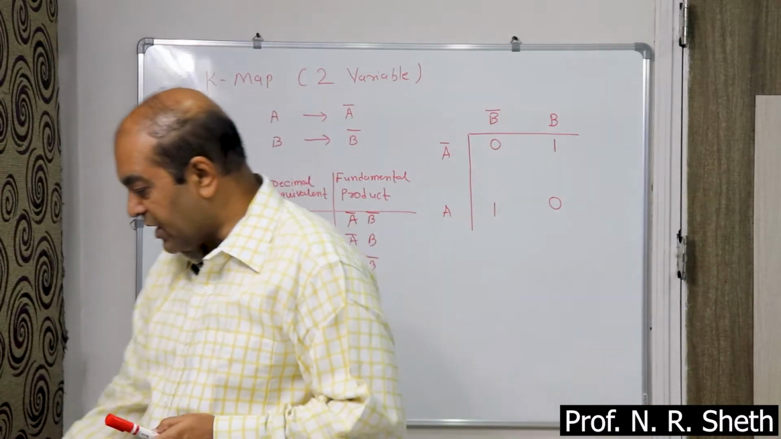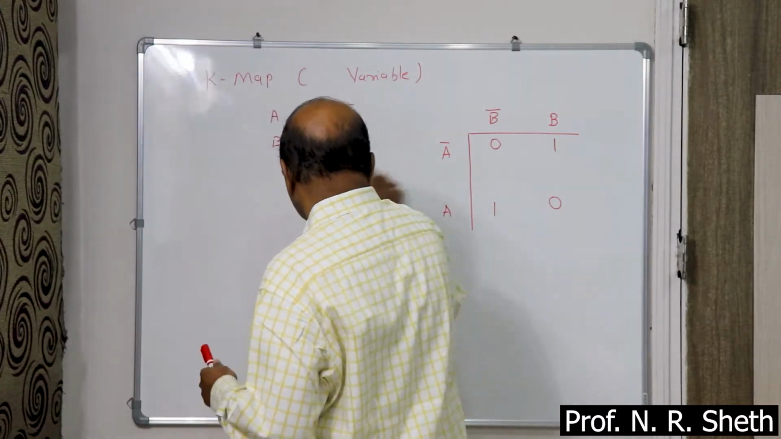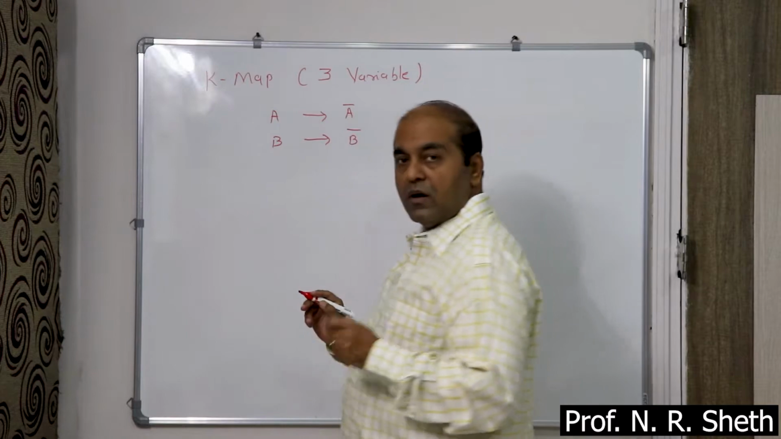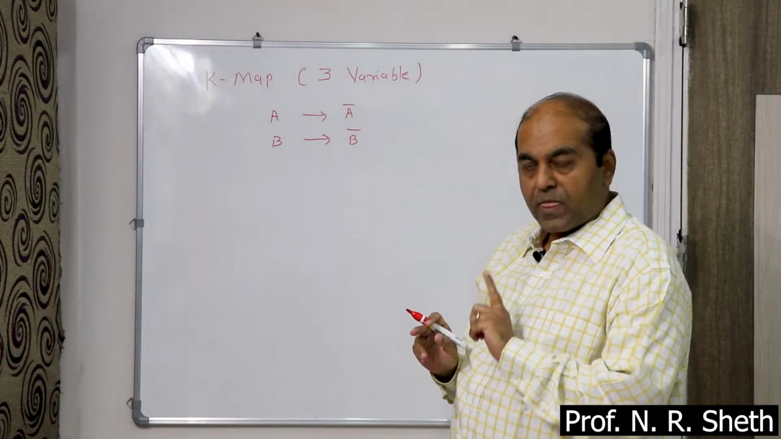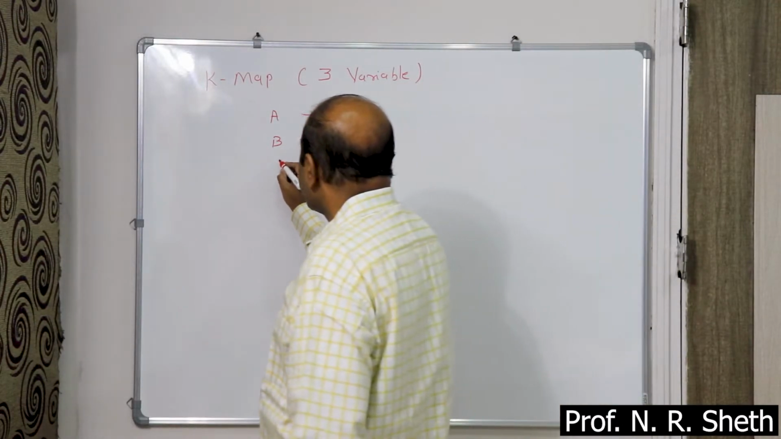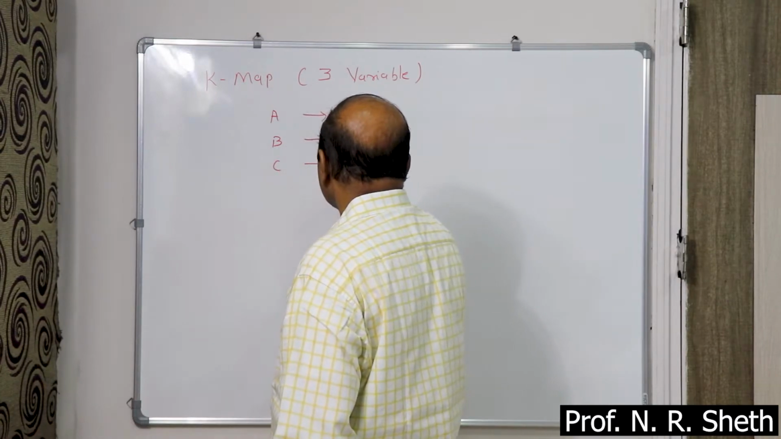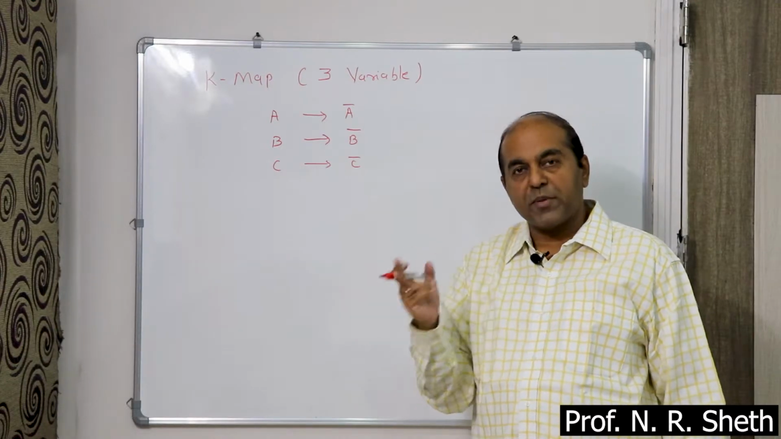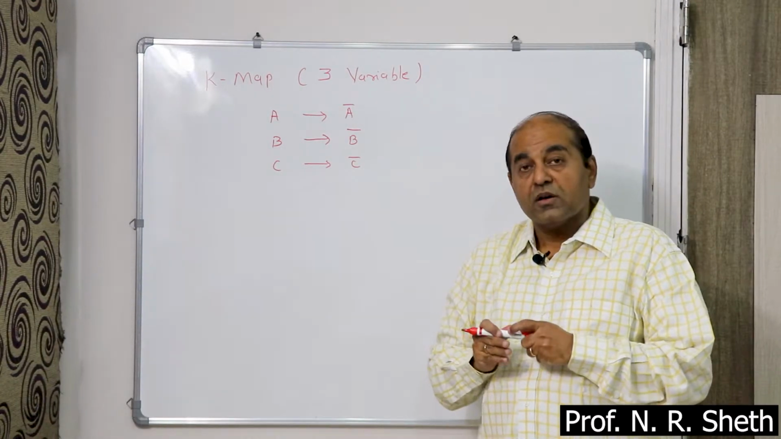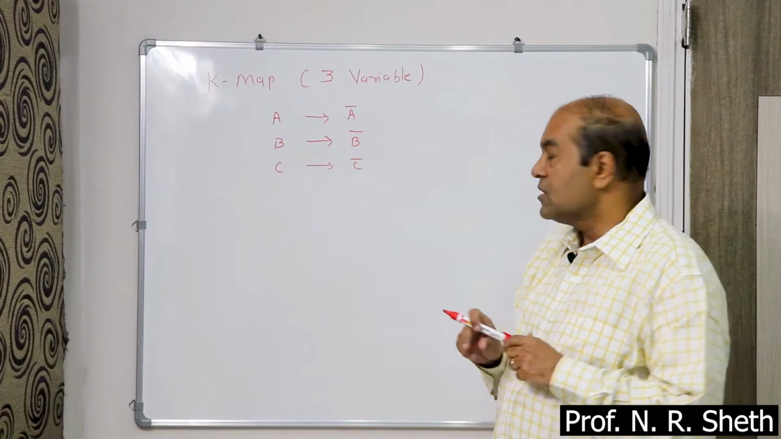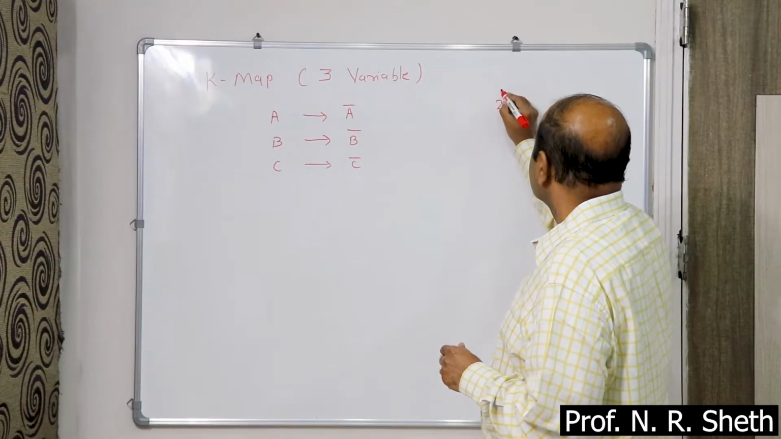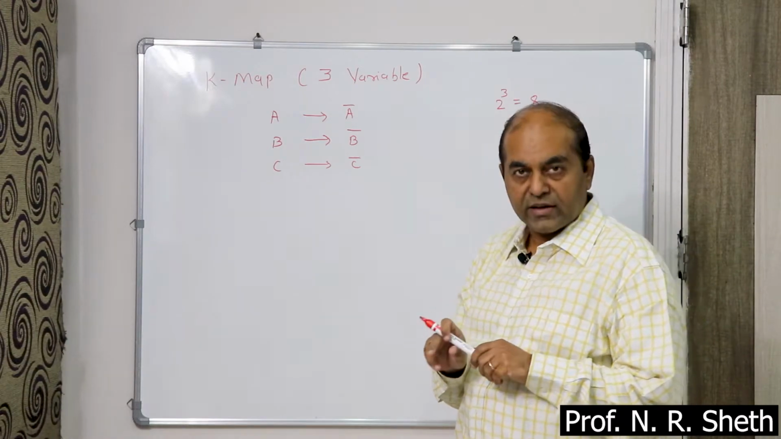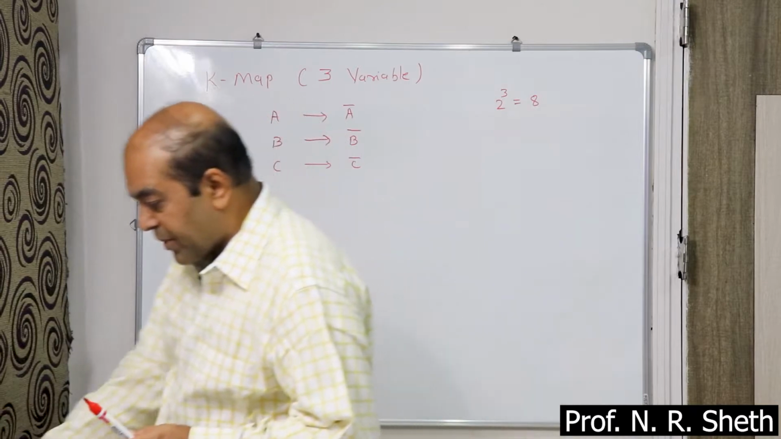Now next, 3 variable K-map. Here we have another variable, that is C, and its complement C bar. A, B, C and their complements A bar, B bar, C bar. So how many cases exist? 2 raised to 3, that is 8. Total we have 8 cases. So let's prepare the truth table.